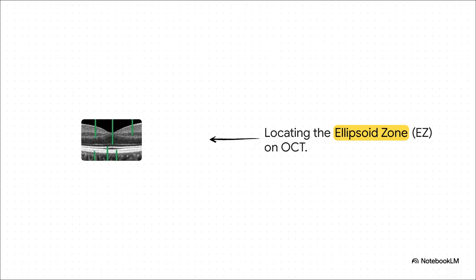Moving slightly inward, we find the ellipsoid zone, or EZ. And this brilliantly illustrates what we just talked about. See that bright, heavy white band just above the RPE? That hyperreflectivity is being generated by that dense band of energy-producing mitochondria.